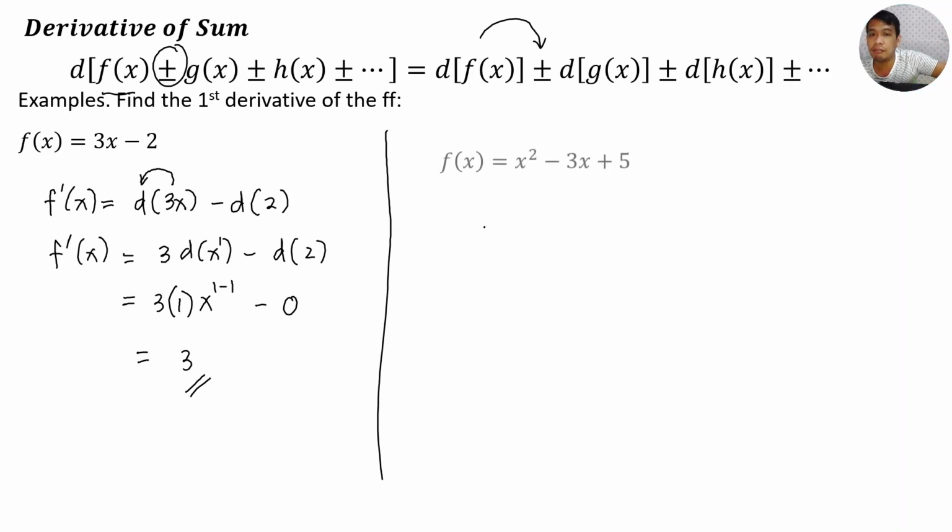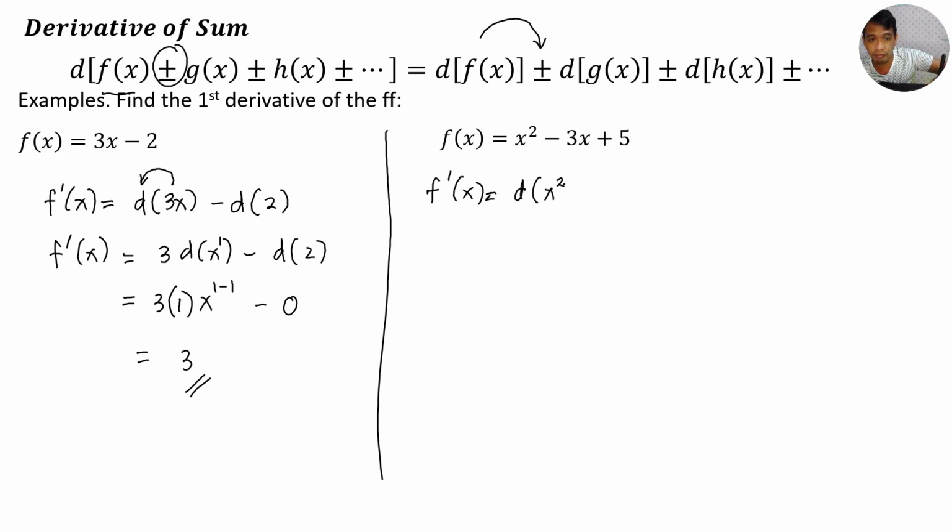So what if I have f of x is equal to x squared minus 3x plus 5? Same is true with what we did here. So this is f prime of x is equal to the derivative of our first term, minus the derivative of our second, plus the derivative of our third term, 5. Again, we use this negative sign since the operation in between is negative. So we use the power formula.